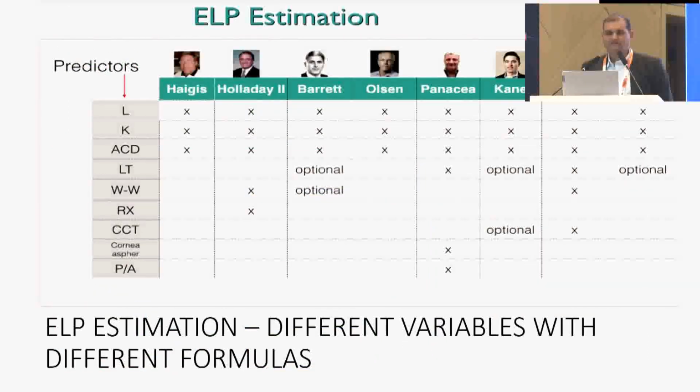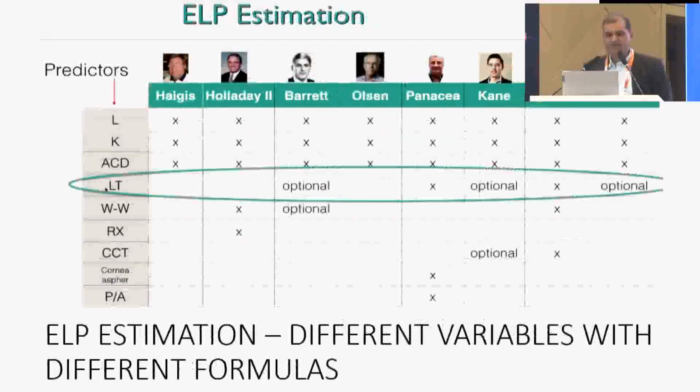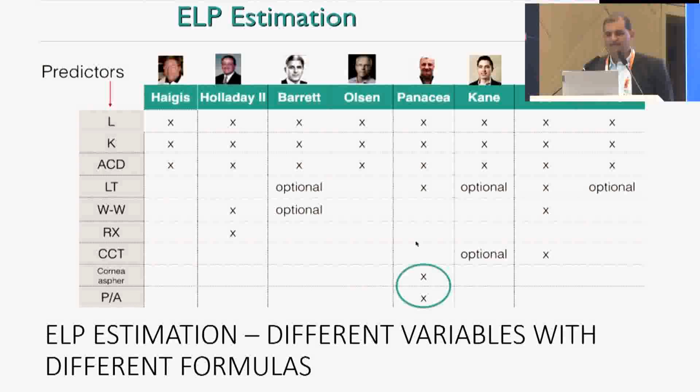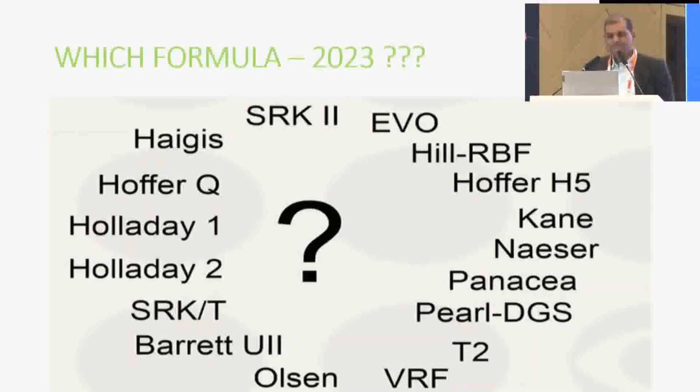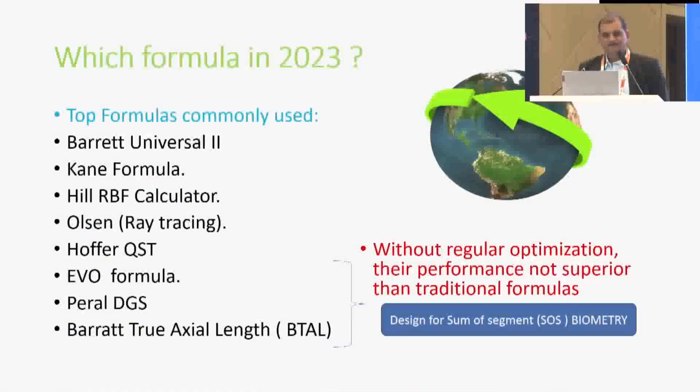As and when newer formulas evolve, we are taking more and more predictors or variables into account. Now the majority of formulas consider the lens thickness, or some also consider the white to white, or some consider, like Panacea, the corneal asphericity or the posterior to anterior ratio of the cornea. So which formula should be used in 2023? The left side shows all the formulas we were using. Now the EVO, Hill RBF, Kane, Panacea, Pearl DGS, VRF, so many formulas are coming up. So it is now confusing what to use and when to use. So which formula in 2023?